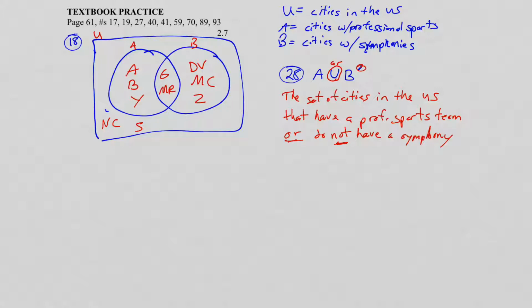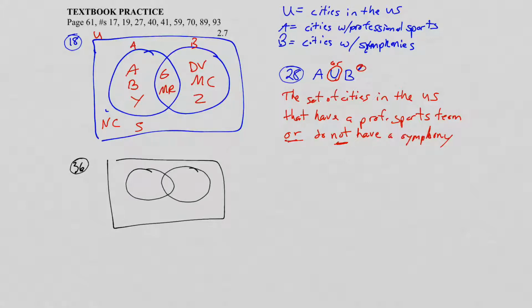Next we have 36. 36, we have a Venn diagram. Looks like this.